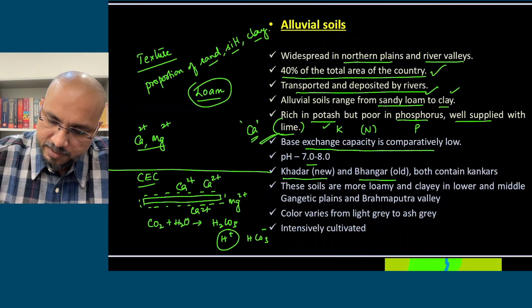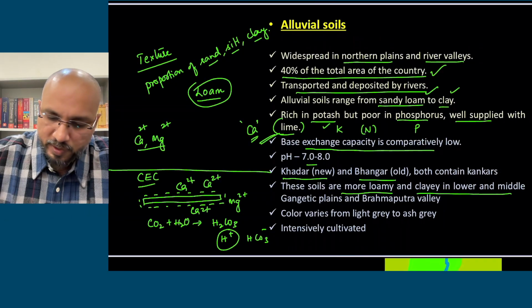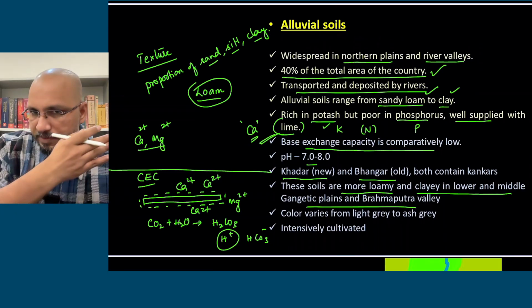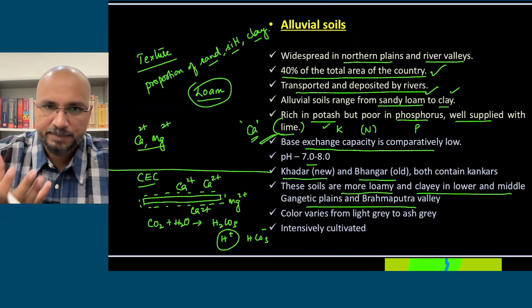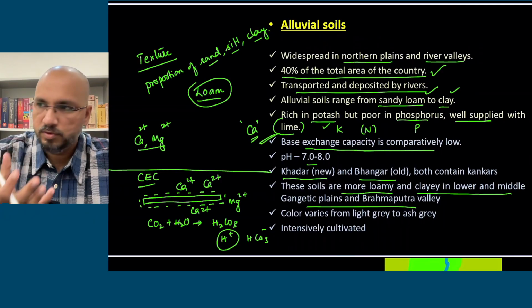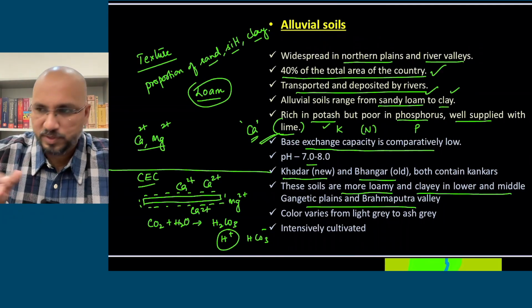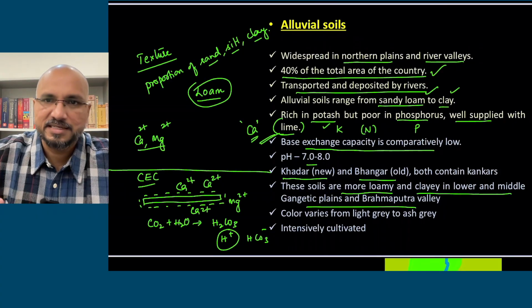So these soils are more loamy and clayey in the lower and middle Gangetic plains and the Brahmaputra valley. When a river flows, it depends upon the kinetic energy of the river. If it is flowing at a greater speed, it has the capacity to carry larger particles, sand and silt, to a long distance. But as it comes near sea level, its kinetic energy reduces. So it will flow slowly, and its ability to carry larger particles like sand and silt will also reduce.